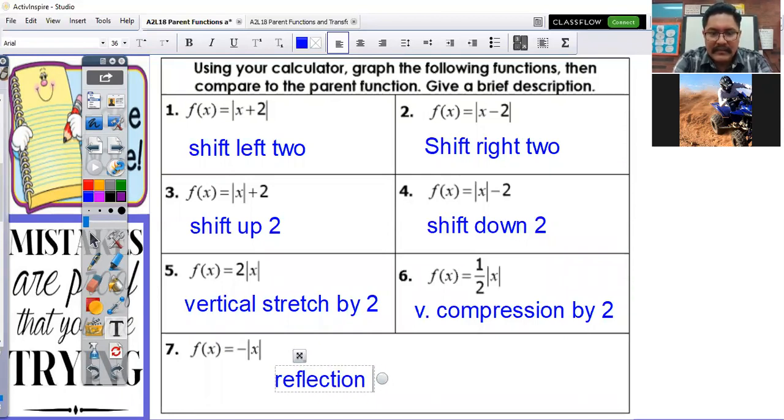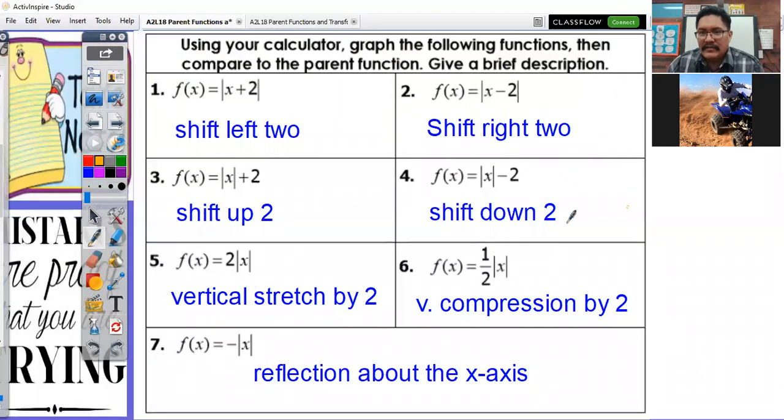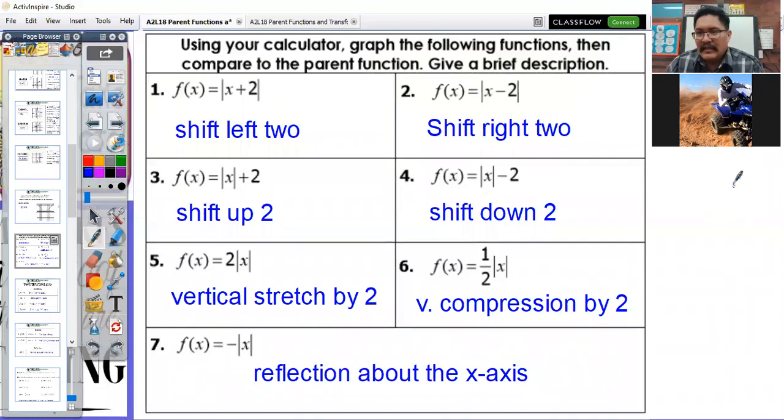So reflection, and what we'd call this a reflection about the x-axis. Again, it's like placing a mirror on the floor. Just to give you a mental picture, let's imagine there's a pond here, and you have a buddy standing on the other side of the pond.